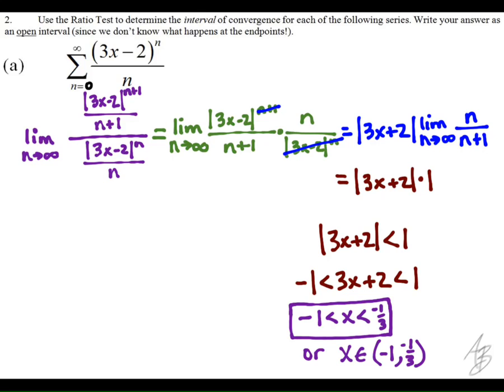Or we could write it in interval notation like this. Again, we're going to leave it as an open interval for now because we don't know what happens when x equals -1 and when x equals -1/3. At those points, the ratio test would be inconclusive because the ratio would equal 1. Points were given on this one for the final answer of the interval. For the setup, the limit of the ratio of the n plus first term to the nth term, and then also for the inequality, showing that the absolute value of 3x plus 2 is less than 1.